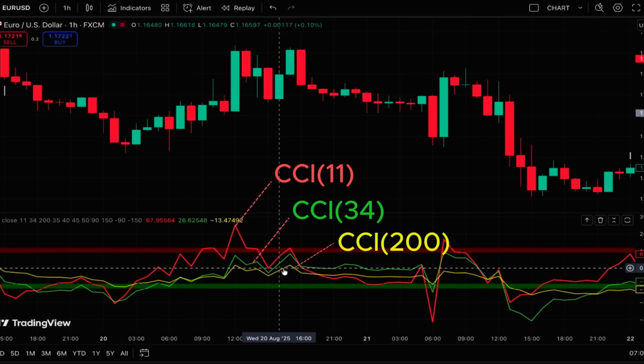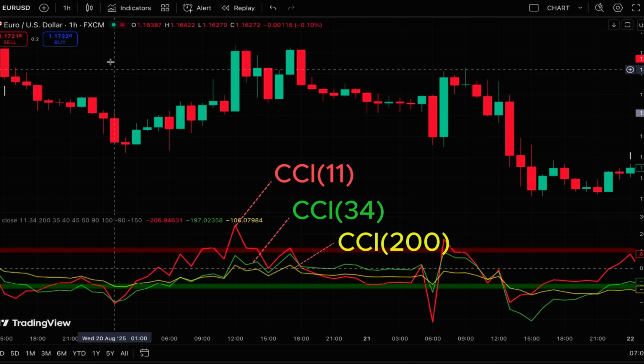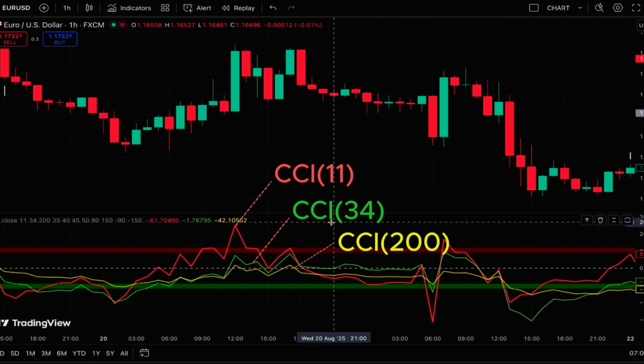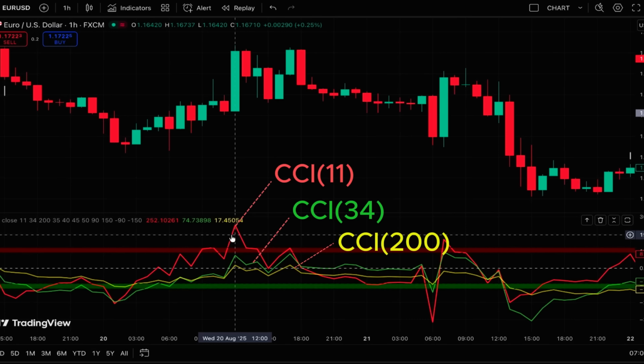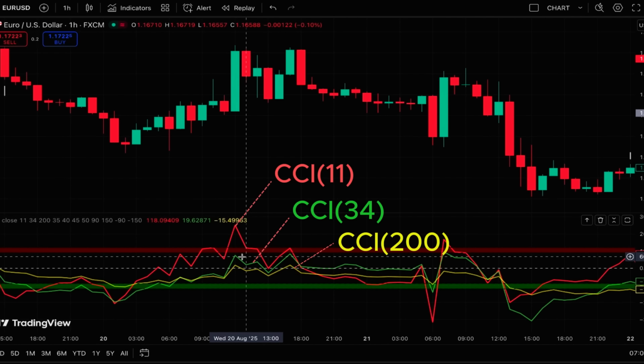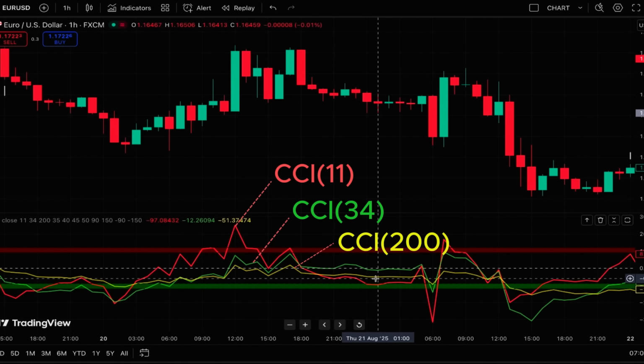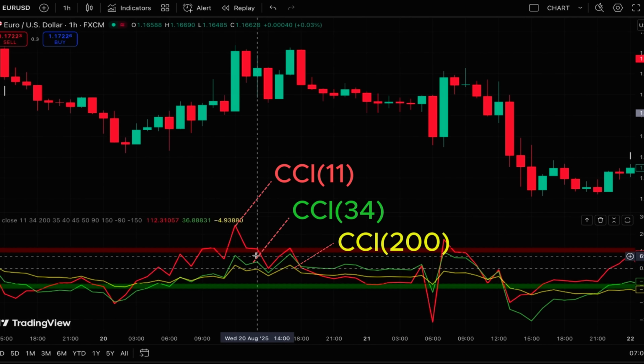Please pay attention that this short-term, mid-term, and long-term that I mentioned is relative to your time frame. You can use this combination of CCIs on any time frame and relative to your time frame. The red line will show you the short-term momentum changes, the green line will show you the mid-term momentum changes, and the yellow line will show you the long-term momentum changes in the market. So we're going to use this yellow line for trend identification, and then by the help of these red and green lines we will find buy-sell signals within the trend.